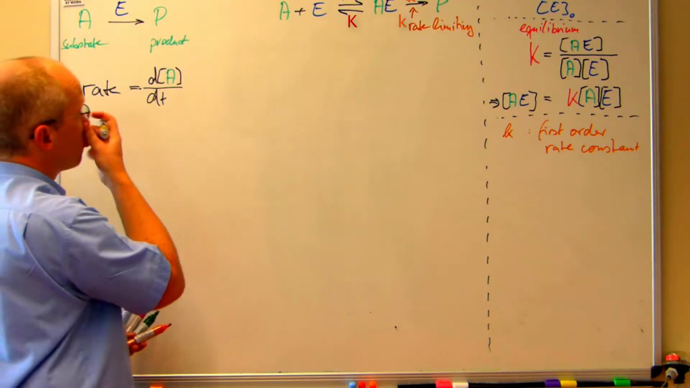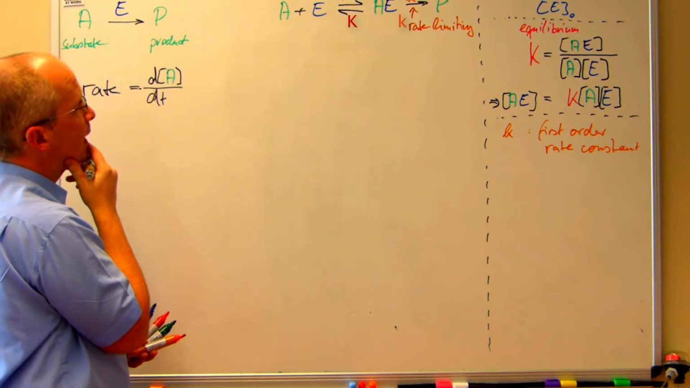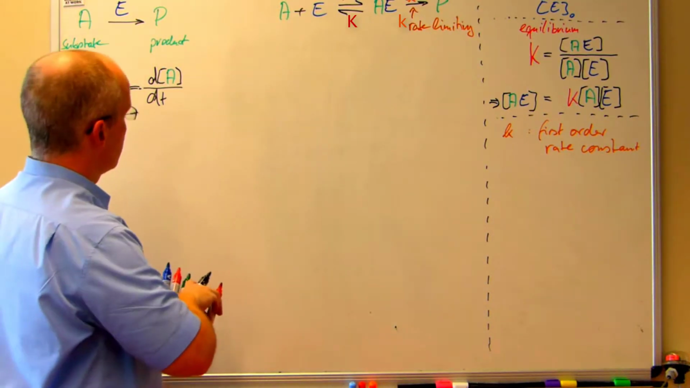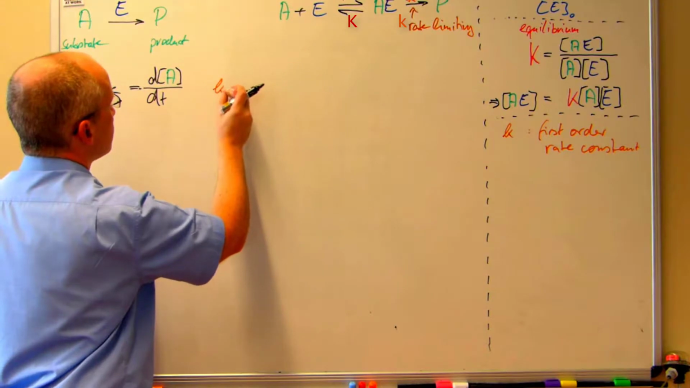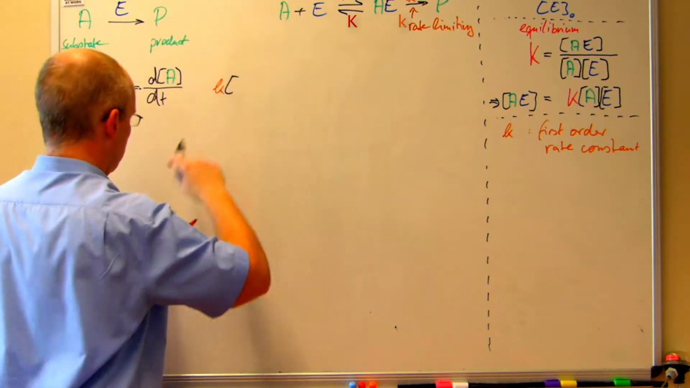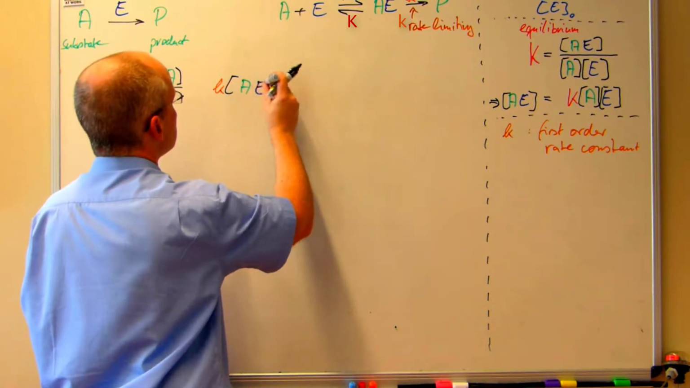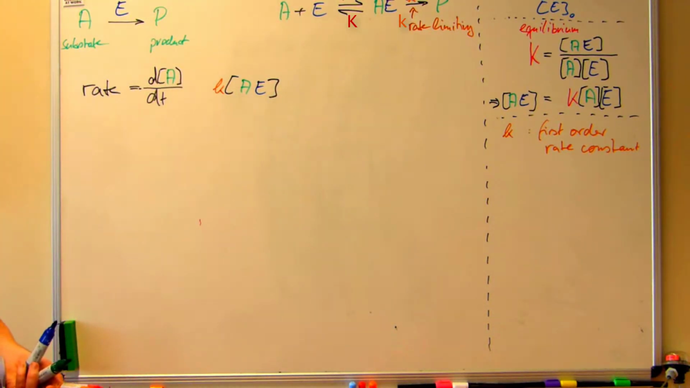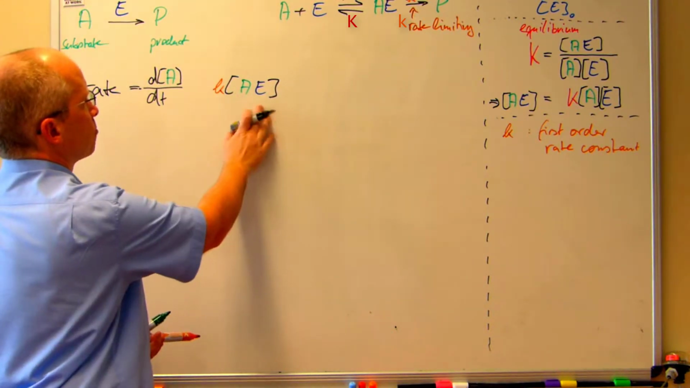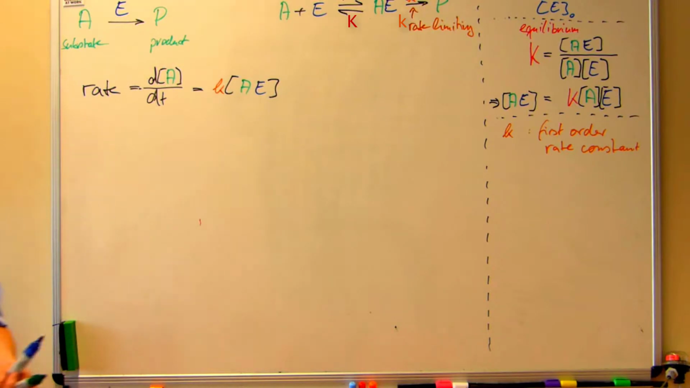So, what can I say? I can say the following. I can say that this will be at least proportional to K times AE. Right? Haven't gained that much. Still don't know about this one. Still don't really know what this is all about.